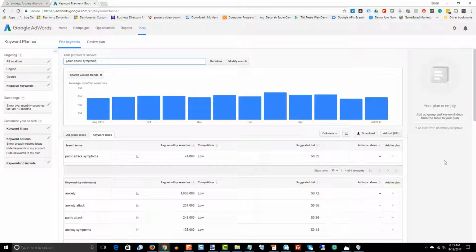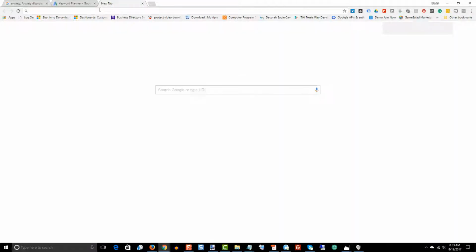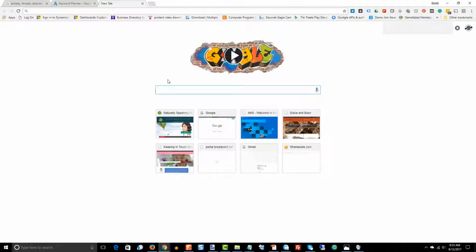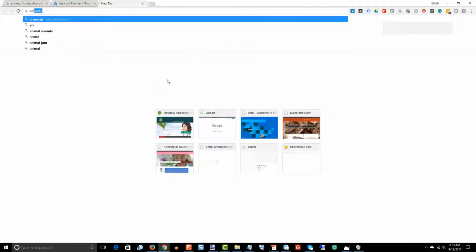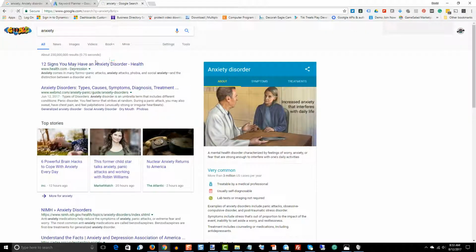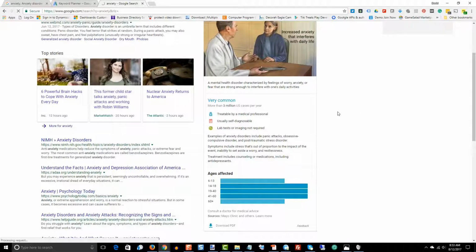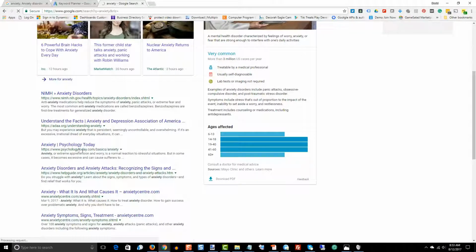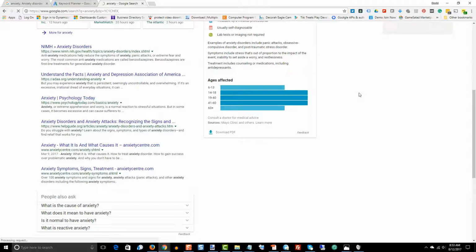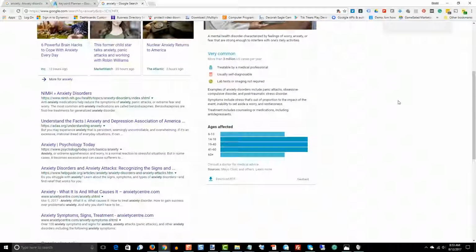Now another place you can look for keywords or longer tail keywords is in Google itself, and a lot of people overlook this. It's a very simple idea: if you type your word in Google, say we type in anxiety, it's going to give me a list of the top ranking content for anxiety. And again, some of these, Psychology Today and NIMH, I'm probably not going to be able to compete with to get to the top of page 1 for the word anxiety.